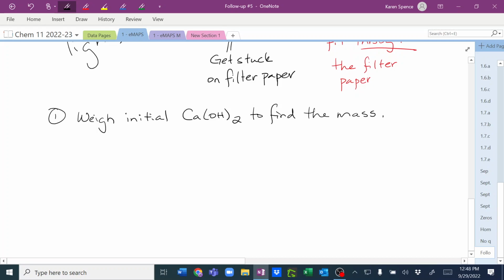So you weighed it. Then you dissolve, as in the lab. You don't have to go into details there, you just did the lab, right?